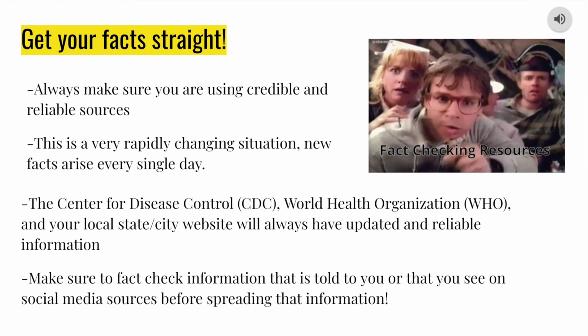Some of these sources are the Center for Disease Control, or the CDC, which is probably the most common. I think if you've ever turned on the news, this is probably one of the places you've heard the most, the CDC. The World Health Organization is another one, which is a global organization. Your local state or city website. So if you go, for example, on the Illinois state website, or more specifically your city, like Chicago, they'll have updated and reliable information on COVID-19 that's more specific to where you live.